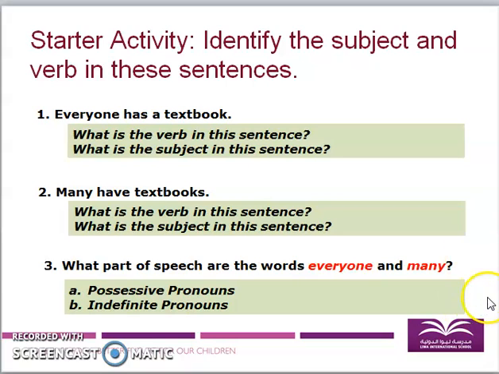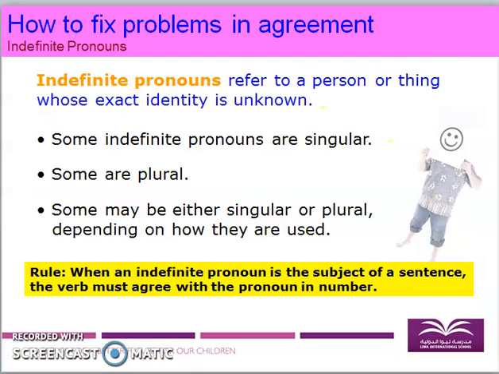Number 3, what part of speech are the words everyone and many? A, possessive pronouns. B, indefinite pronouns. Please write your answers. Thank you. Now, let's move on.